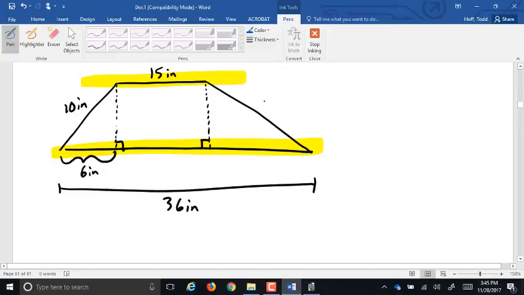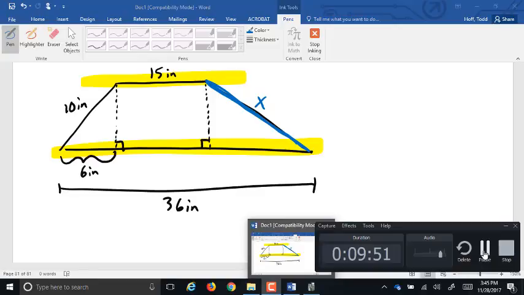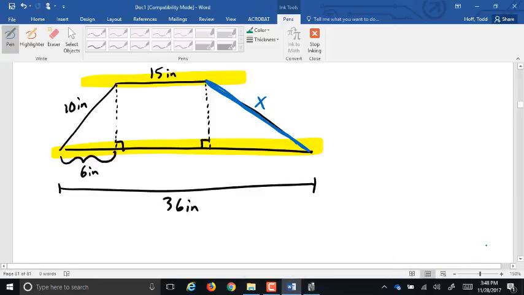What I want you to try to find is this length here, this side right here. I want you to take a couple minutes and see what you can find from that. I see some of you still picking away at it, some of you giving up.